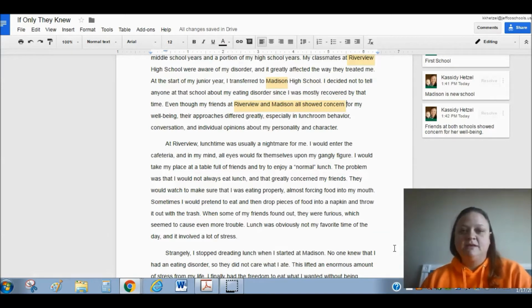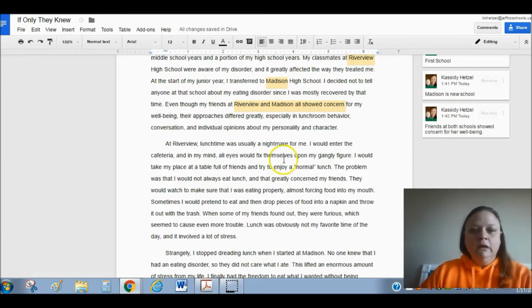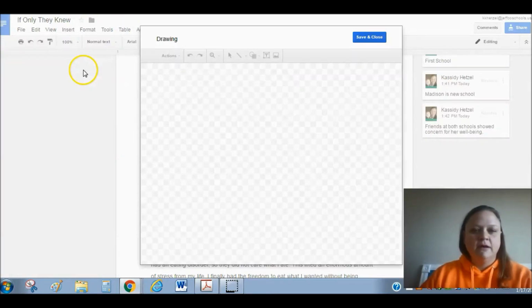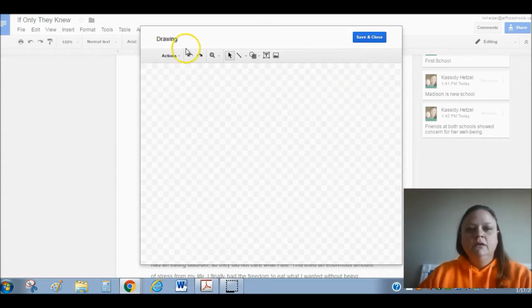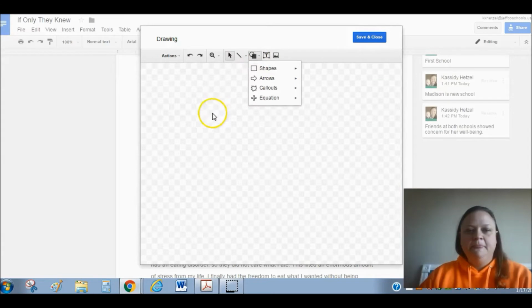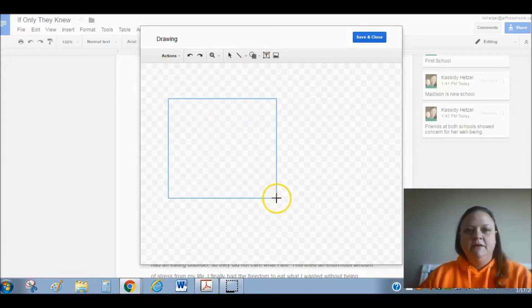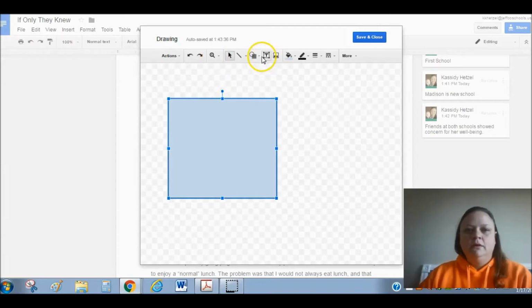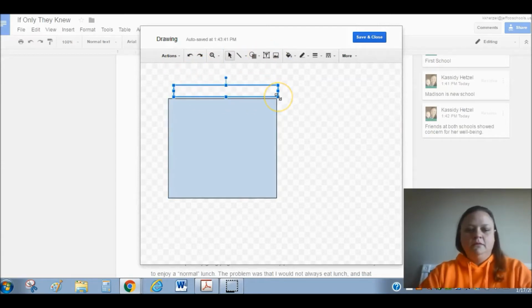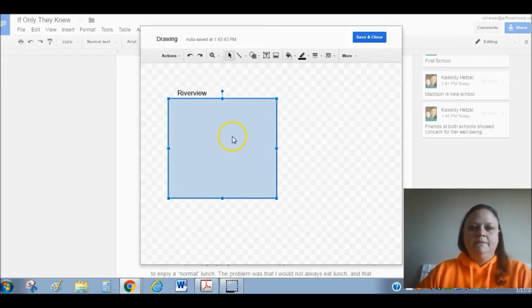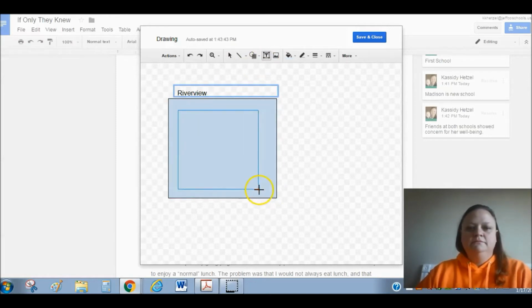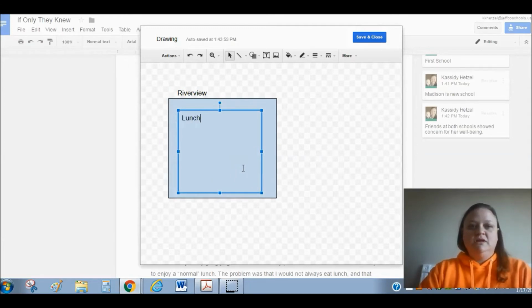Now, as I read that paragraph, I see a couple of things going on. In my head, I'm going to insert a little drawing here for us. I'll make a square here, and we're going to put a text box up here: Riverview. Then let's put another text box here: lunchtime was very stressful.